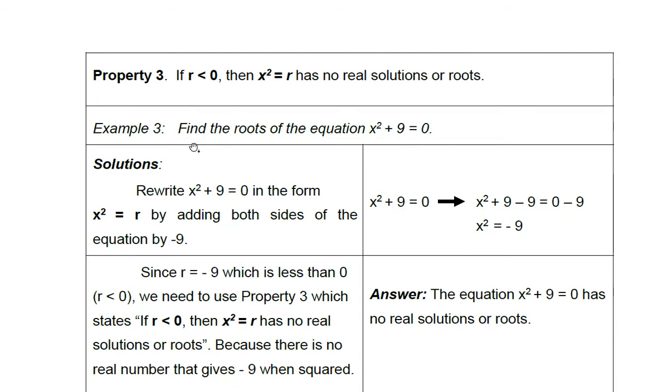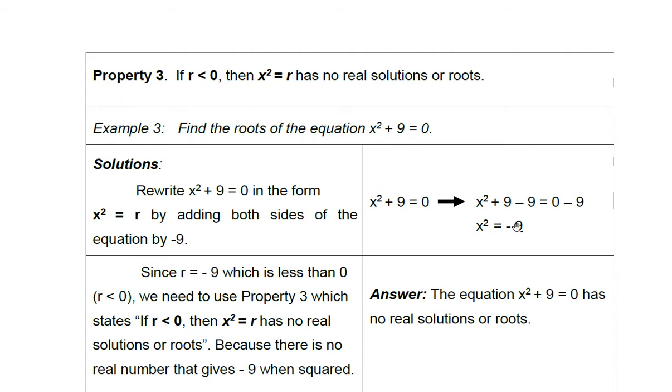Example number 3: find the roots of the equation x squared plus 9 equals 0. In here, we're going to use the additive property of equality. We can also just transpose to make it easier. From positive 9, we transpose it to the other side, and it becomes negative 9. So x squared equals negative 9.